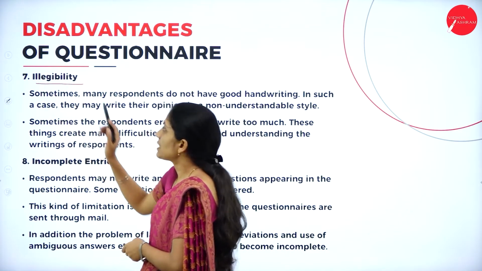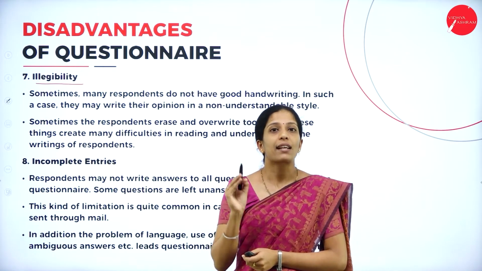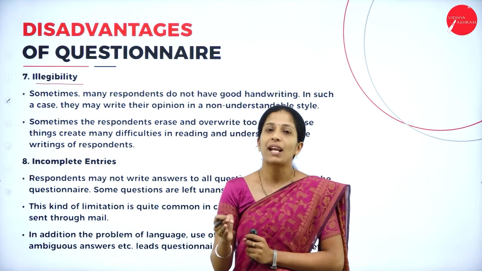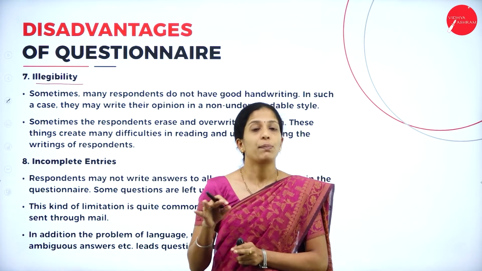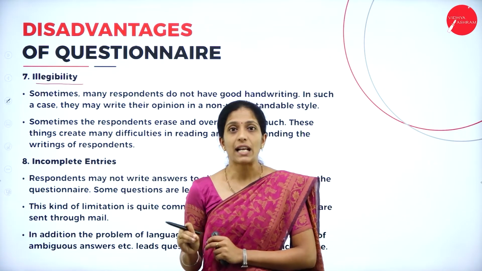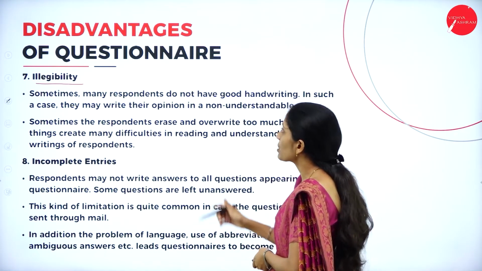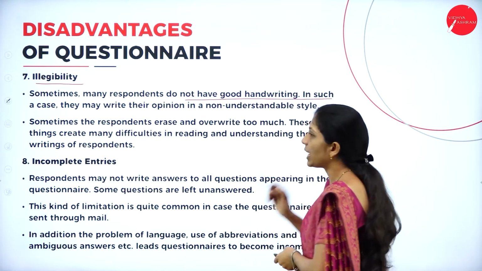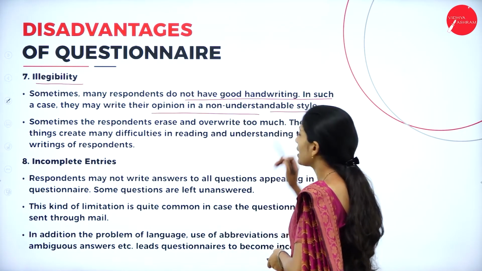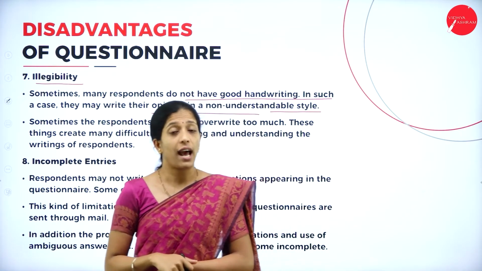Next one is illegibility. So what do you mean by that? Here the respondent is going to write the answer and send the questionnaire back. Suppose it is a mail or any other thing, so it will be in typed form. Of course it will be legible, but if it is handwritten, then it leads to illegibility of the questionnaire. Sometimes many respondents do not have good handwriting. So in such a case, they may write the opinion in a non-understandable style. So it's not that all persons' handwriting has to be good.